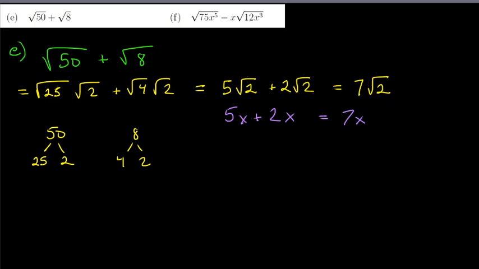All right? So yeah, your answer should be 7 square root of 2. Right? Because I'm not looking for a decimal here. Right? We're simplifying, not approximating.